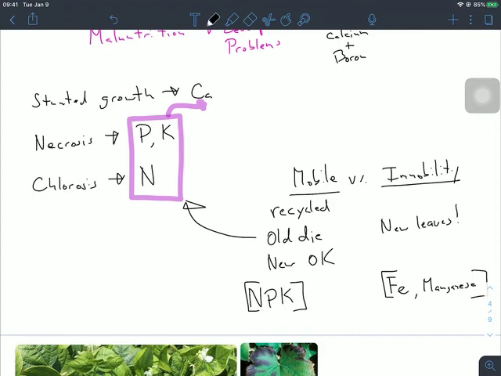See y'all next time for a continuation of this topic, where we take a closer look at our xylem.